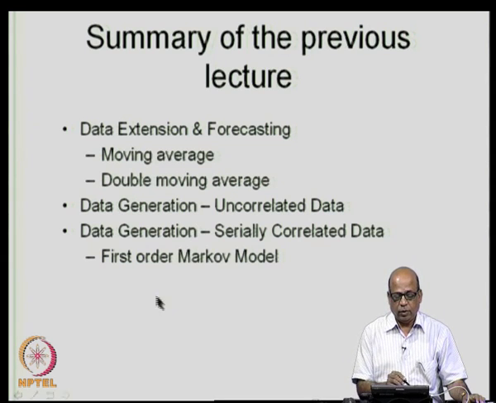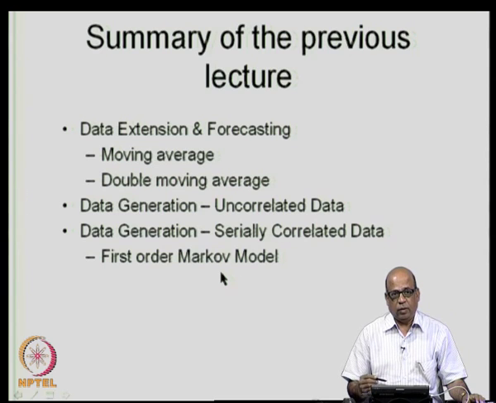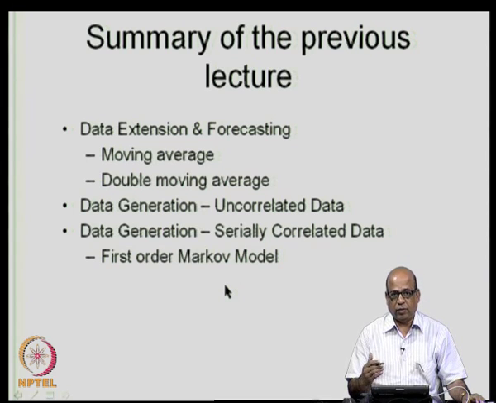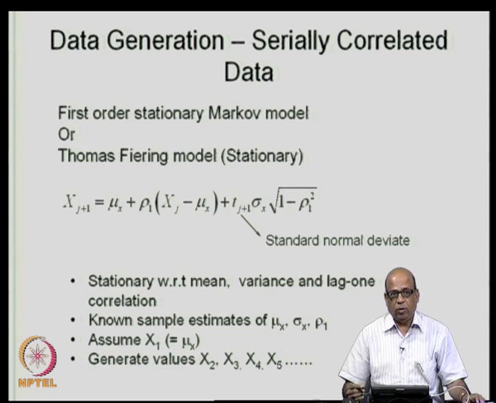Remember, the assumption that we made in the first order Markov model, in the way it was presented in the last lecture, was that the flows are normally distributed, and this is a stationary model. As we introduced in the last lecture, this was a stationary model in the sense that the mean and the standard deviation and the lag one correlation, all of which appear in the particular model, are all stationary across time.